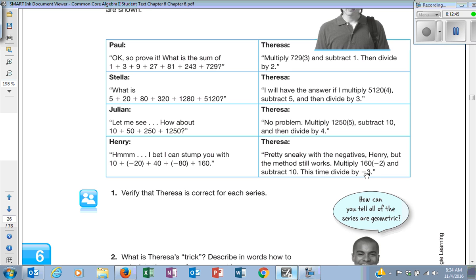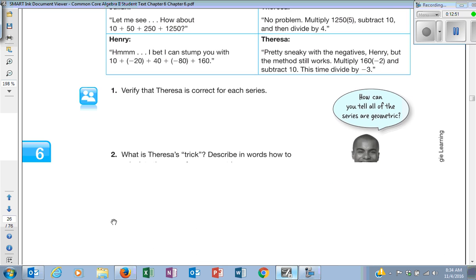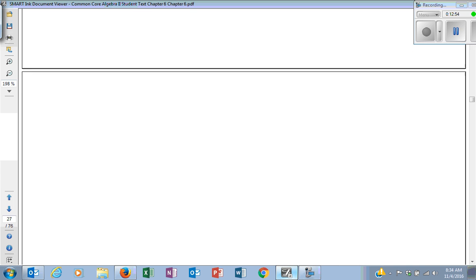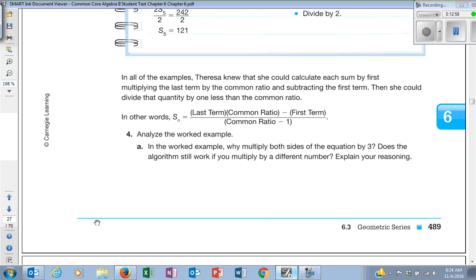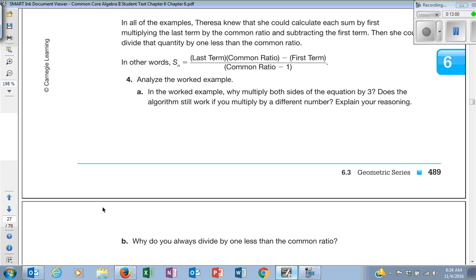So, here's the formula, just written out in layman's terms. Just showing you a little bit about where it came from before we did it. Here's the actual formula. You take the last term, times it by the common ratio, and minus the first term. You divide by the common ratio, and that's how you find a geometric series.